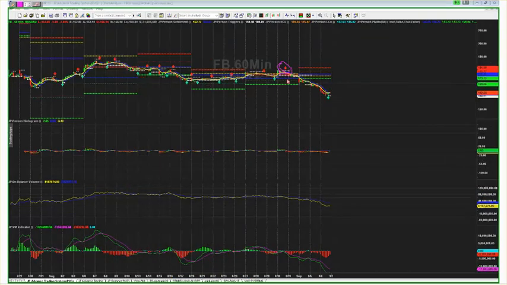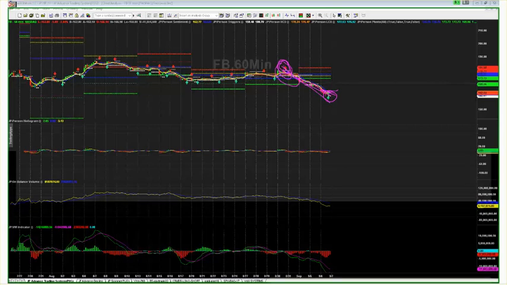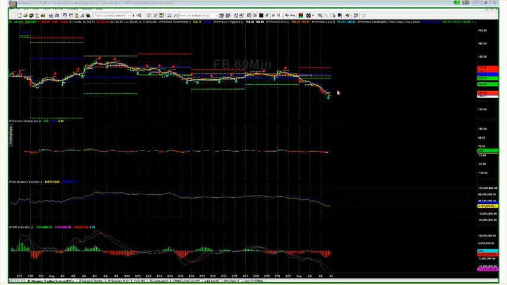Now, that's a very important concept that I wanted to point out, because the 60-minute did end up in a little mild buy signal here. The 60-minute buy signal ended up in a small buy signal. But I'd want a 60-minute buy signal that had like a trilogy setup. And we don't have a trilogy setup.